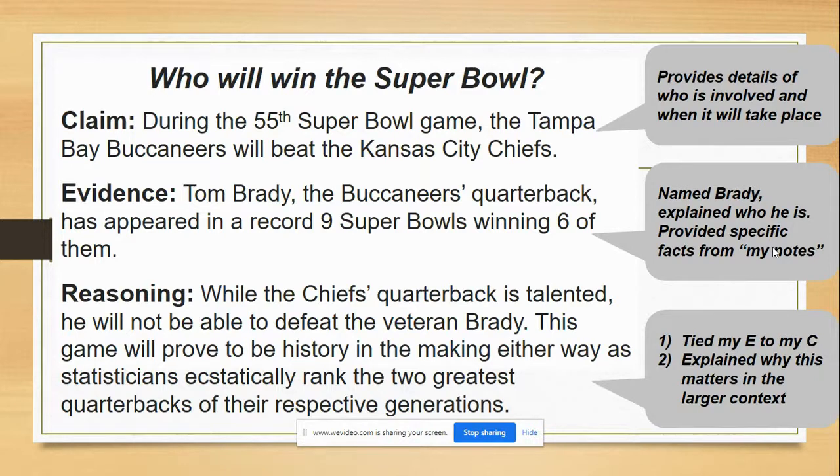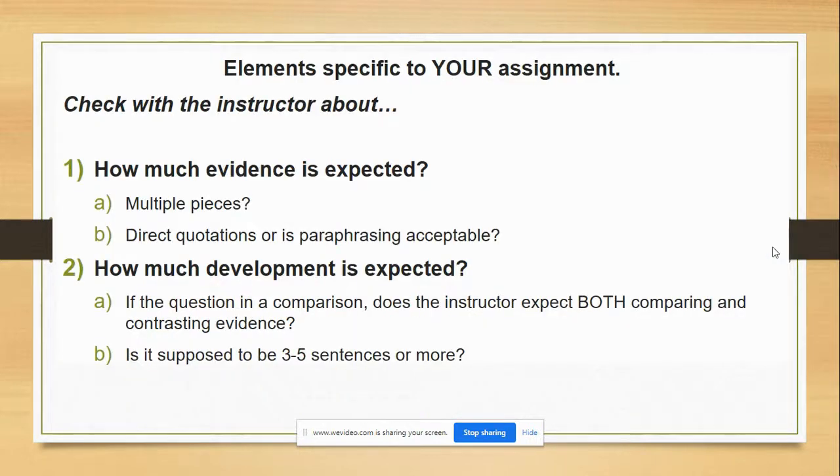If you are a struggling writer, this last sentence can be omitted if your teacher approves. If you are a proficient or accelerated writer, you want to make sure you always have this last sentence in here. Explain why this matters in the larger context. So you'll notice my last sentence takes it away from just who's going to win this game. And it addresses that this will prove to be historic either way because both quarterbacks are possibly the greatest in their generations.